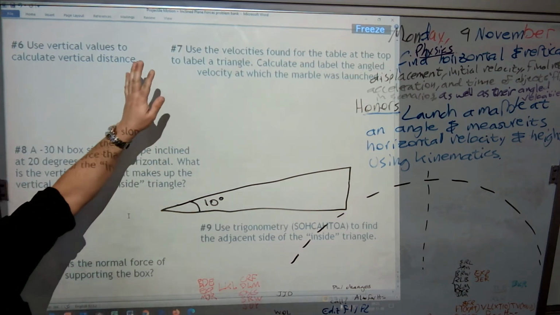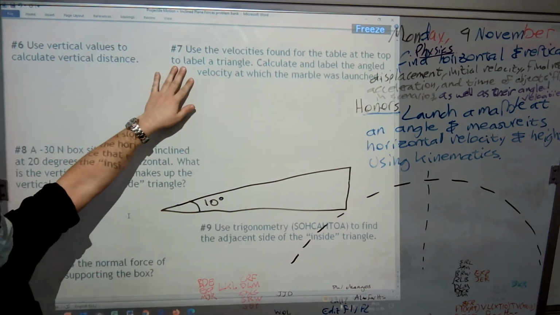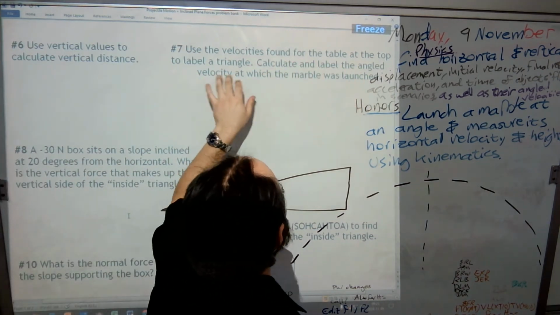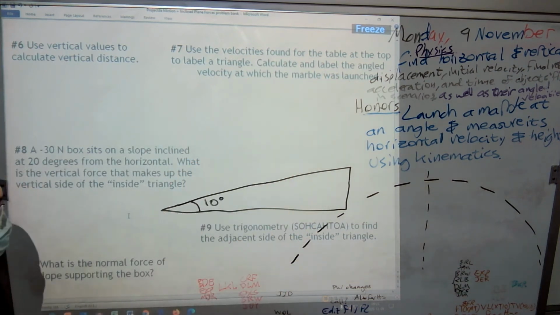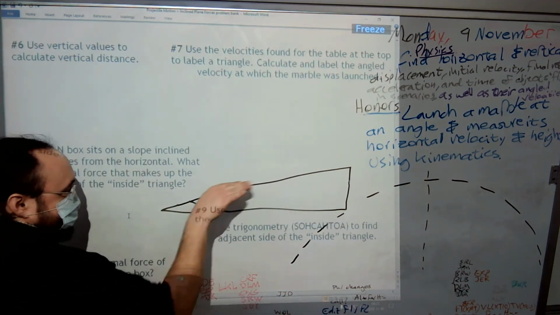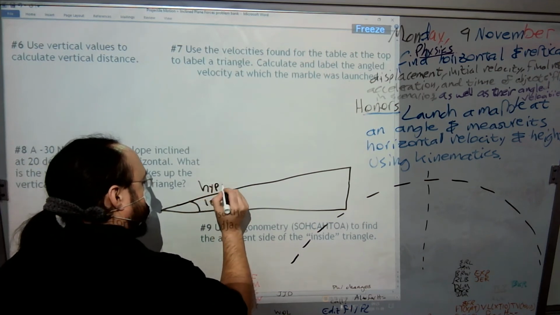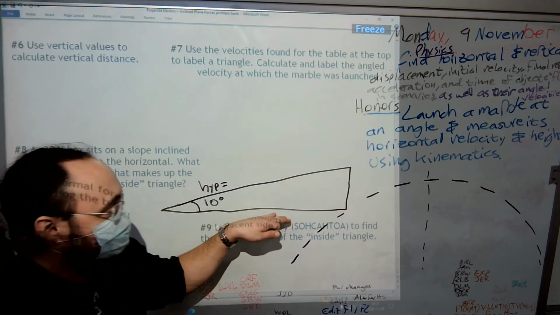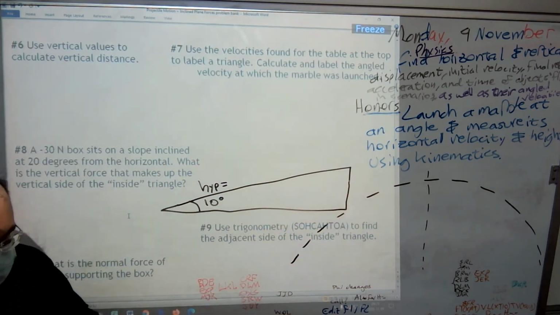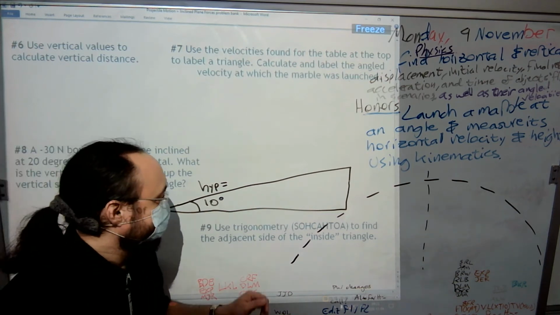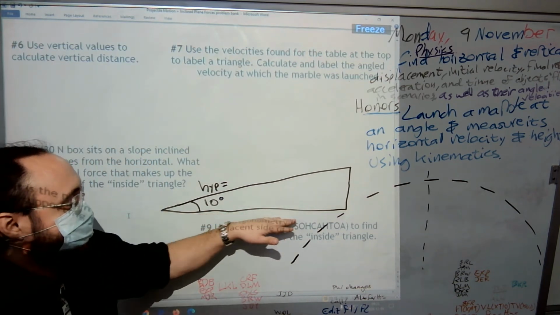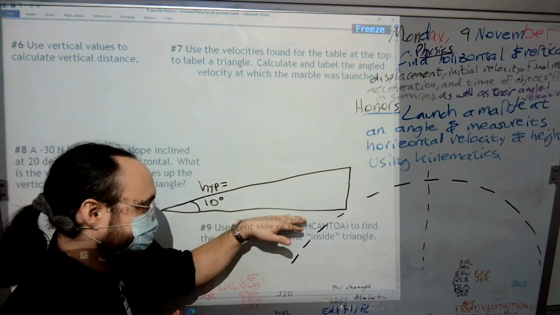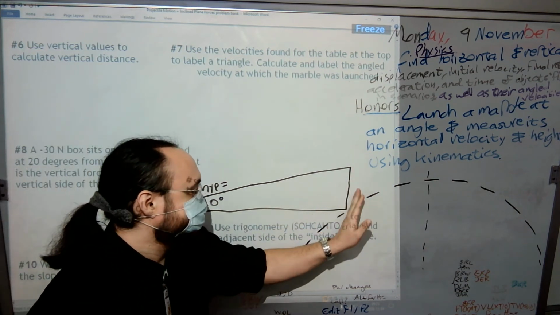And let's see what it actually says before we do stuff. Use the velocities found for the table at the top to label a triangle. Calculate and label the angled velocity at which the marble was launched. The angled velocity means it wants this side of the triangle. So we're looking for the hypotenuse. That means it wants us to label these sides with the velocities we found. A lot of people get real confused with this, so I'm glad you're watching the video here. This is the horizontal side, so this will be your x. It's asking for velocity, so that means that this will be x velocity and this will be y velocity.